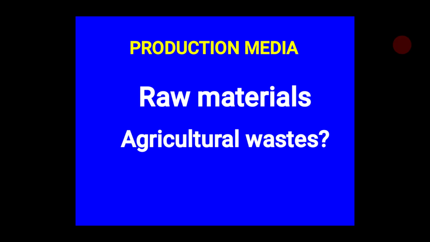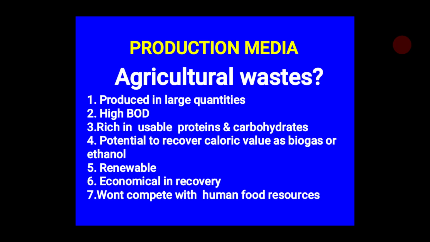Usually crude nutritive sources are preferred, since they are economical, so we can go for that. If you see, mainly the agricultural products are utilized as a source of raw material in the fermentation industry. Many of the fermentation processes mainly use agricultural waste. Why are we going for agricultural materials as a raw material? We will discuss the reasons.